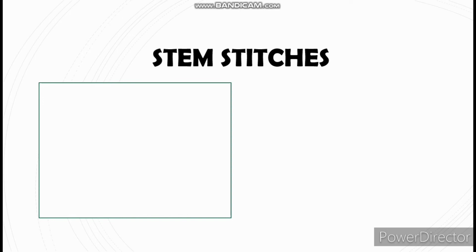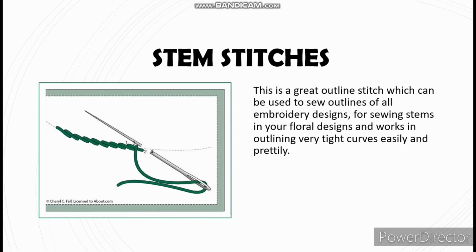Stem stitches. This is a great outline stitch which can be used to sew outlines of all embroidery designs. You can use it for sewing stems in your flowery designs, and it works in outlining very tight curves easily and prettily.